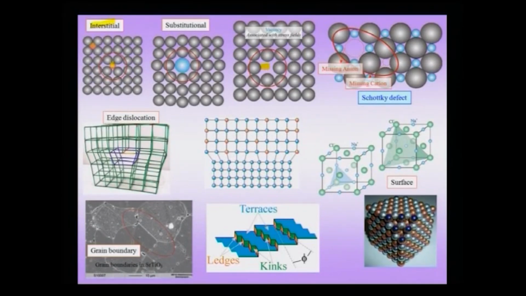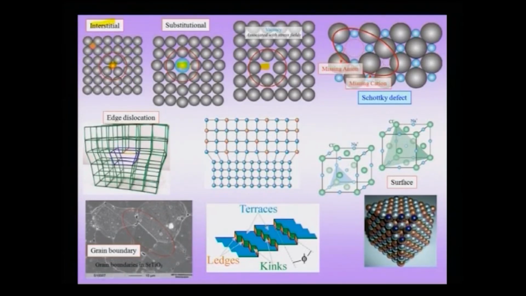One is the interstitial, which is present in the interstitial void of a material. Or if one of the atoms has been replaced in the lattice by an atom which has been colored blue here, then this would be called a substitutional defect or a substitutional alloying element.